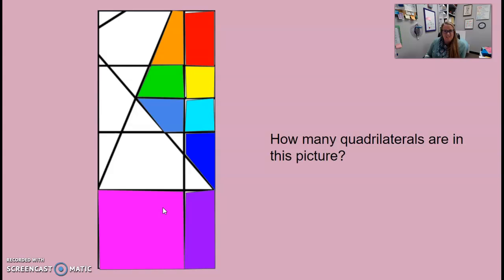Did we miss any? Let's double check just to make sure really fast. 1, 2, 3. Nope, that one didn't work. 1, 2, 3, 4, 5. Nope. 1, 2, 3. Nope. 1, 2, 3. Nope. 1, 2, 3, 4, 5. Darn, I really thought that one was a quadrilateral. 1, 2, 3. All right, we got them all. So there were 9 quadrilaterals in this picture.